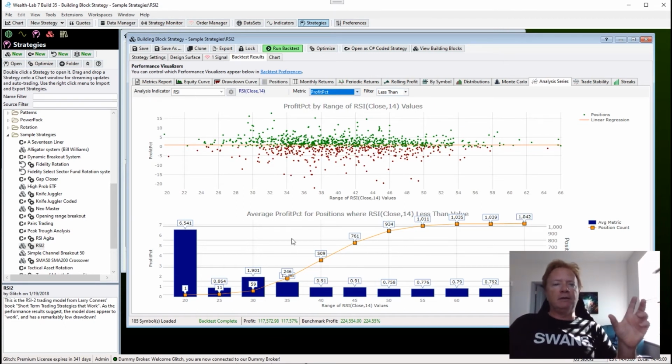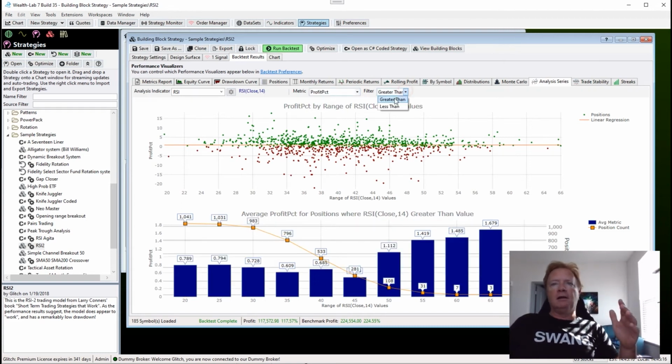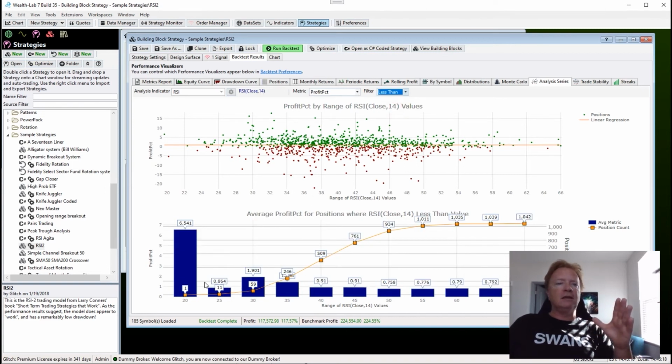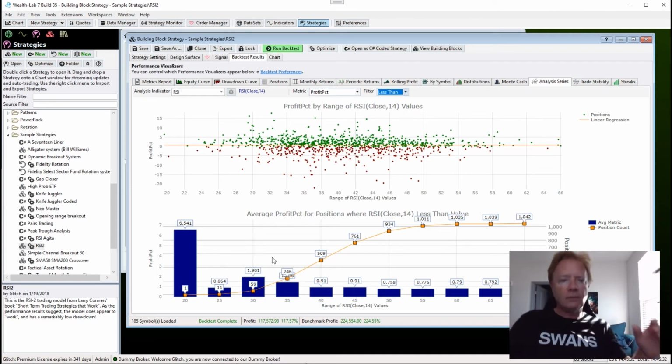The second graph is showing you what would have happened if you would have filtered the results to only take the trades that occurred if the indicator value was less than, or you could even say greater than, the indicator value in this bucket here. So for example, if we would have only taken the positions when the RSI 14 was 30 or less, we would have had an average profit percent of 1.9.